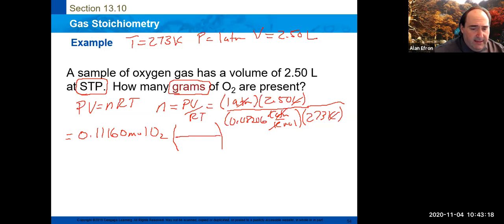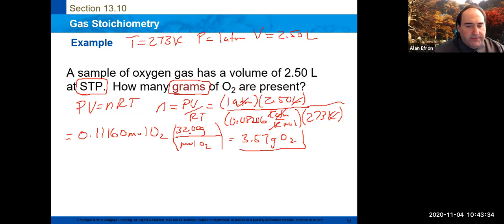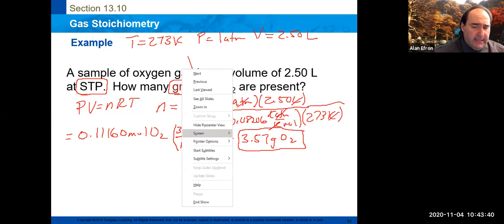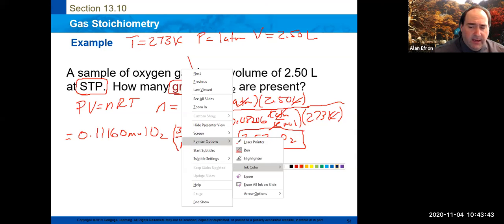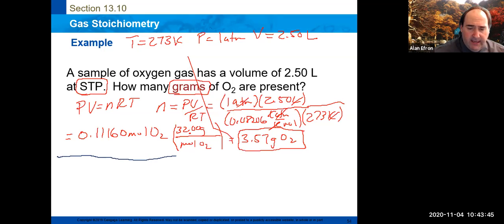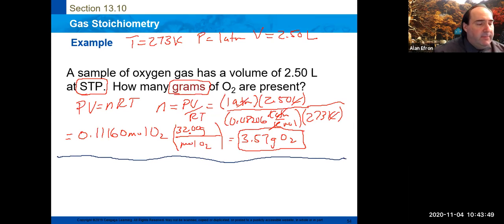And if we did that, that is 2 oxygens, so that is 32 grams per mole of O2. And if we times that by 32, we get something like 3.57 grams of O2. So this is one approach that you could take in this problem. Maybe you didn't recognize that you're at STP and you could use a conversion factor instead. You could definitely go right into the ideal gas law and just put the numbers in.